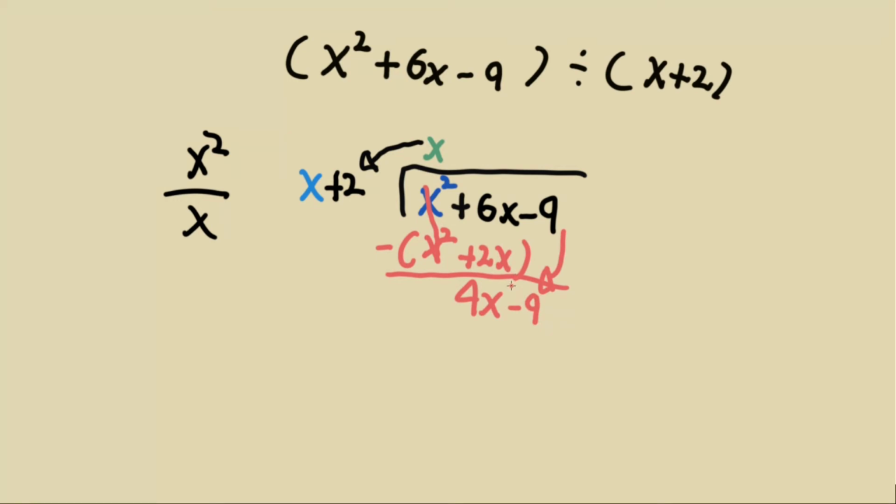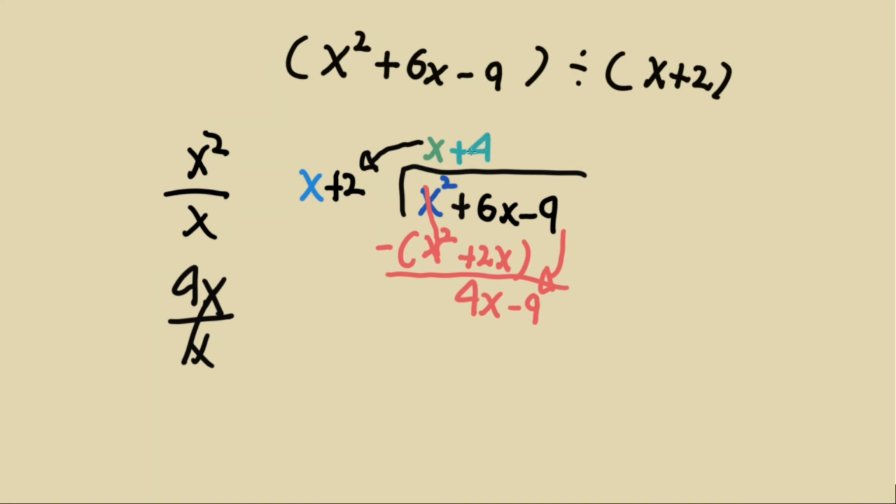All right, now what do we do? Well, we do exactly the same thing that we did up here. We take the first term of the divisor, which never changes, and we divide the first term of what we have now by it. So what's 4x divided by x? Well, these x's cancel out, and what we get is 4. So it's x plus 4. There we go.